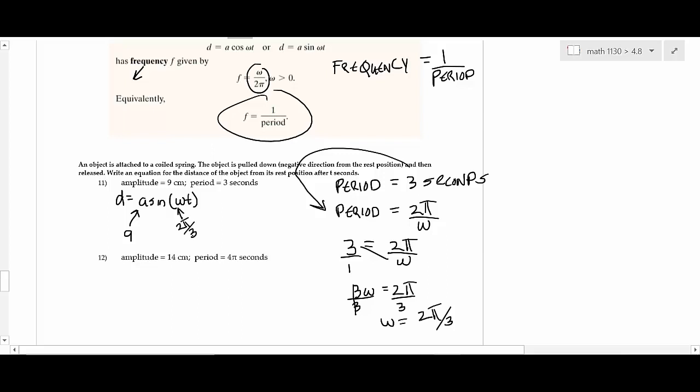So what you're doing is getting a trig function that models the behavior of that spring. The final answer would be the distance d is 9 sine of 2 pi over 3 times t. That's what you would get for a function if you're modeling that with a sine wave. We've looked at that enough that it shouldn't be anything brand new to you.